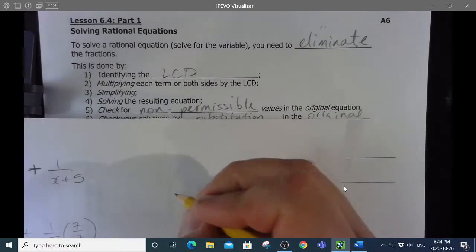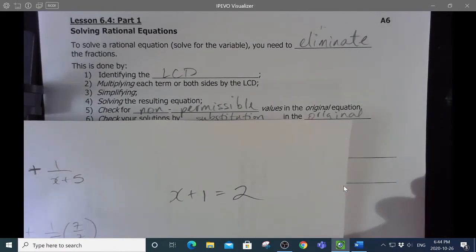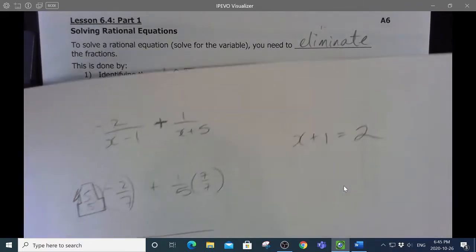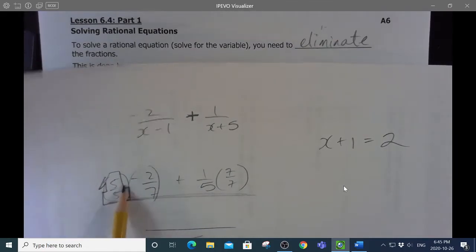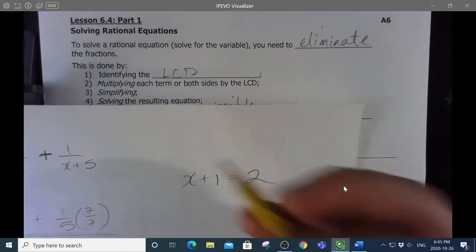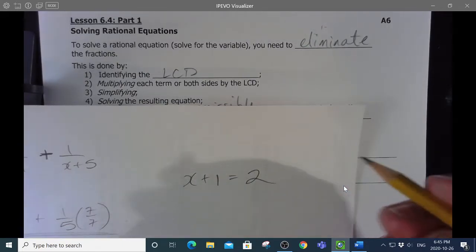Well, equations have a different kind of vibe to them. Here's a very simple equation: x plus 1 equals 2. Well, x must be 1. In an equation, you actually can change the value of the things you're working with, but I have to change it by a common factor to all three terms.